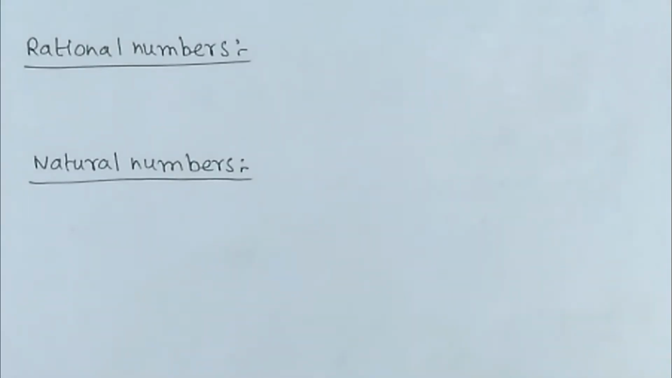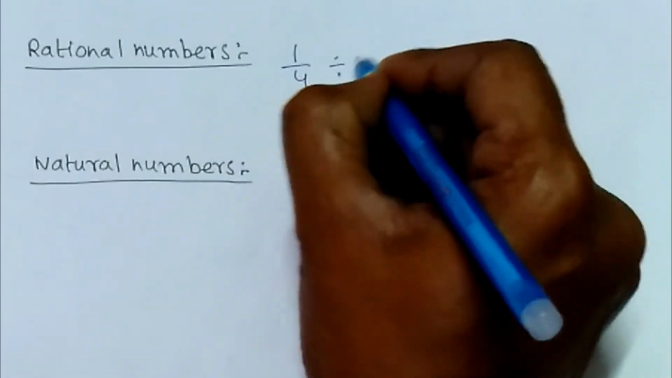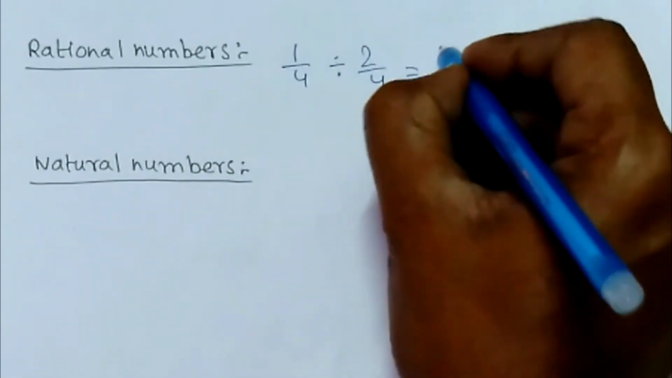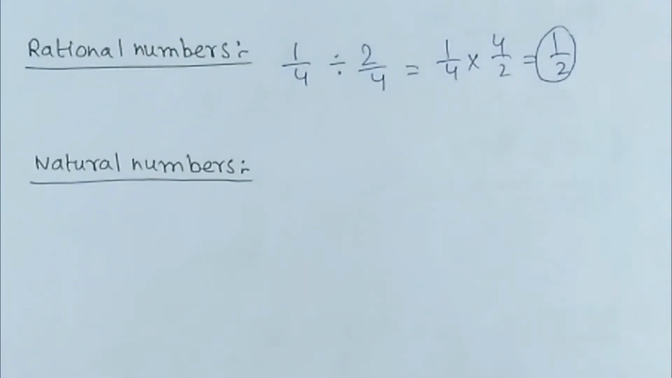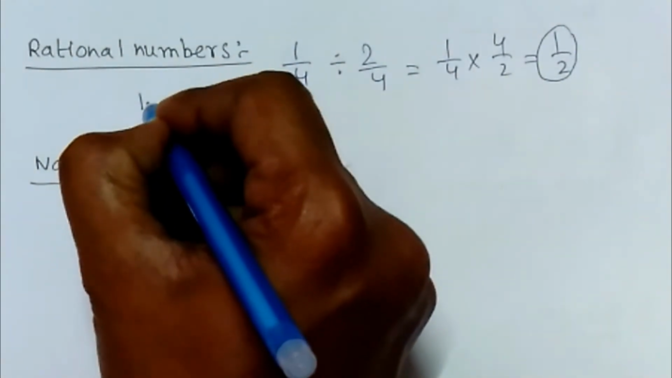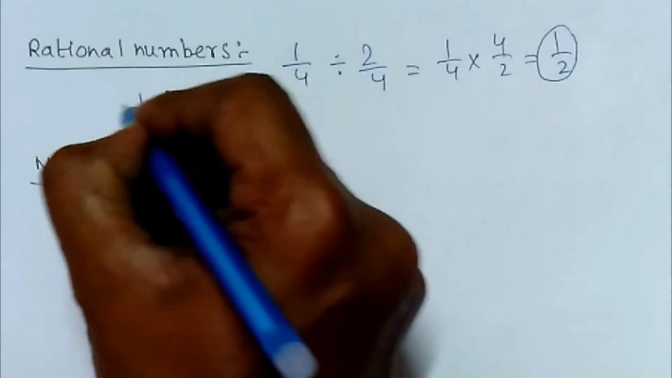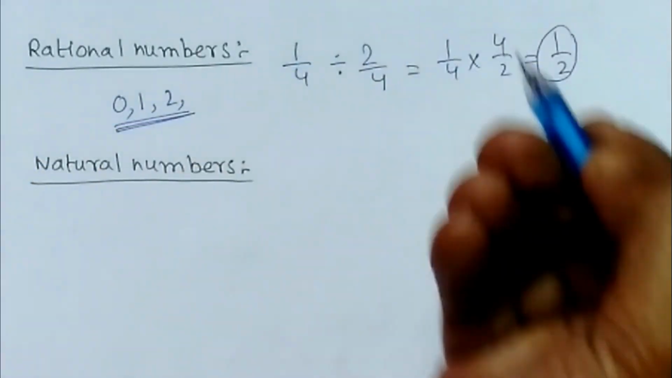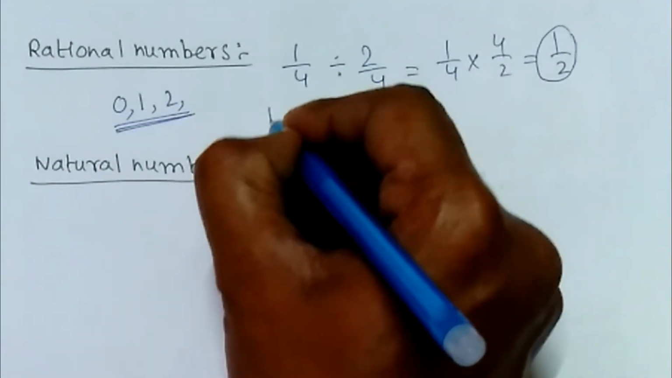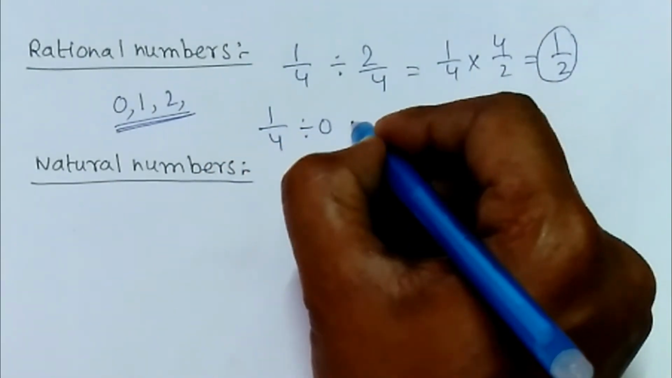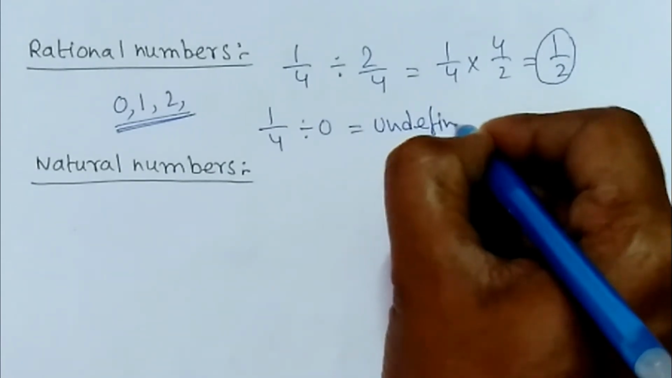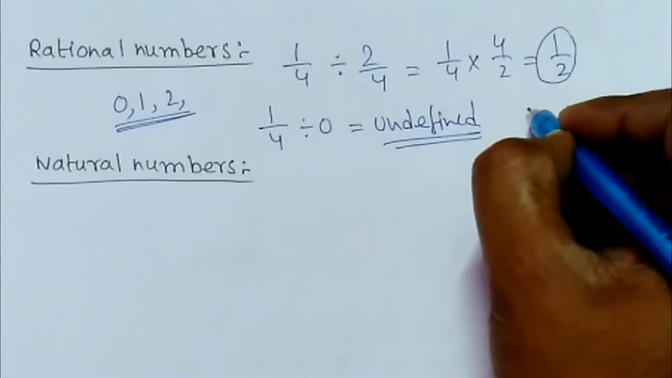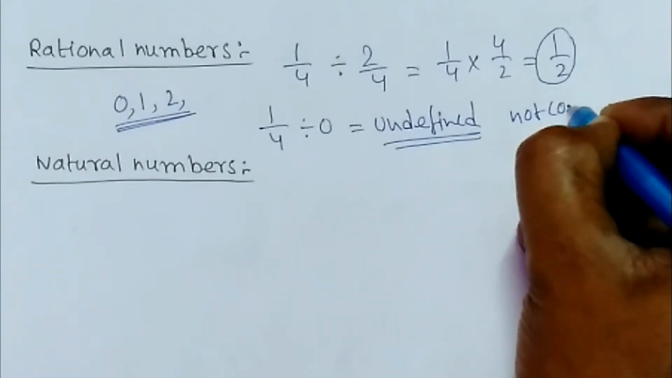So integers are also not closed under division. Clear? For rational numbers, suppose 1 by 4 divided by 2 by 4, then this will give us 1 by 4 into 4 by 2, which is half. So half is also a rational number. Okay, but we know that 0 is also a rational number. So if we divide 1 by 4 by 0, this will give us an undefined term. So rational numbers are also not closed under division.